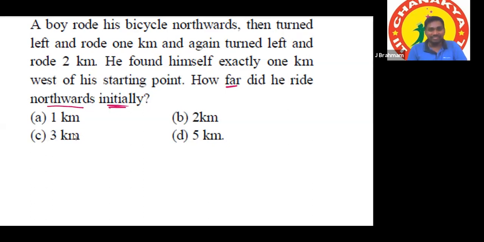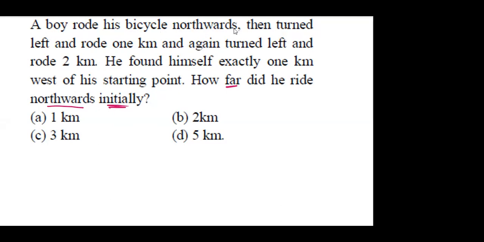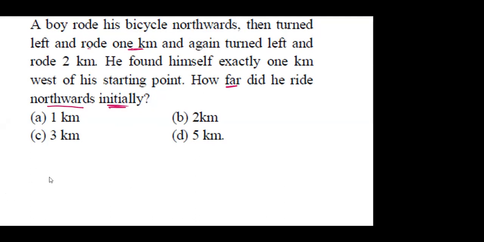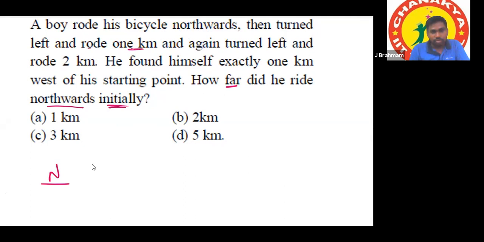Directly by seeing the question, we can say the answer, I think. A boy rode his bicycle northwards. Then he turned left and rode 1 kilometer. He has not given the initial distance. It goes 2 kilometers; the initial distance is not given. Towards north is not known.